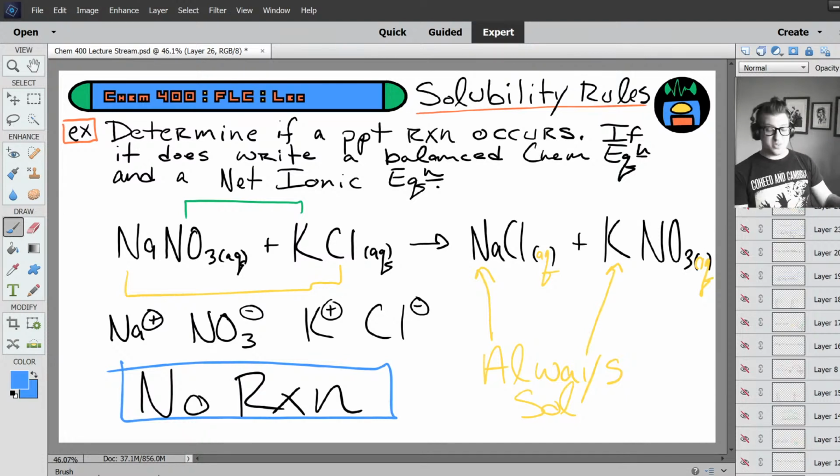Okay, so that is the end of precipitation reactions and solubility rules. How these things will show up on exam 2 is going to be very similar to what you just saw. Well, let's see, we got a question. Richard, is it possible to get 2 solids on the reactant side? That is a great question, and the answer is yes.